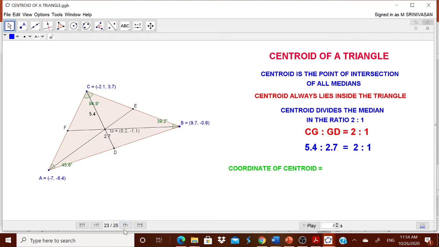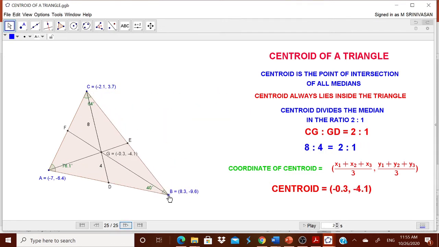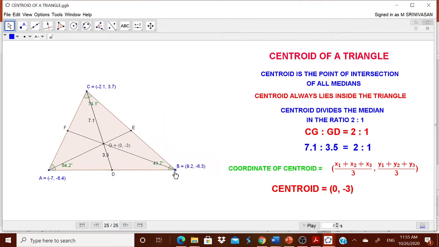Then, if you want, you can tell them the speciality of the centroid of the coordinates. It is (x1 plus x2 plus x3) by 3 and (y1 plus y2 plus y3) by 3. But this may be given to the children. We can ask them to evaluate it at any spot by keeping it over here, or over here, or over here. Now let us try to design this dynamic worksheet from scratch.